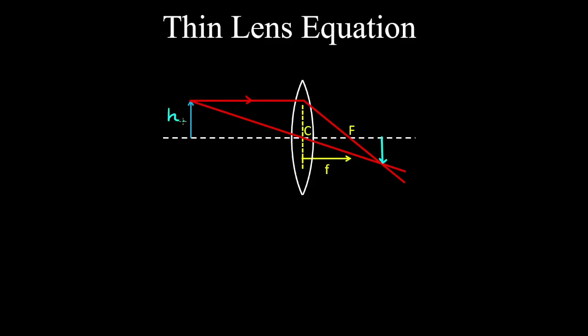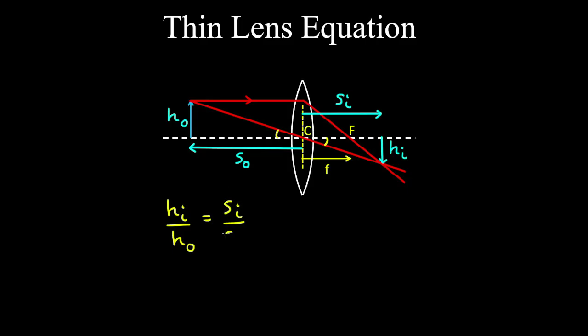So if we take HO as the height of the object, and HI as the height of the image, and the distance from the optical center to the object as SO, and from the optical center to the image as SI. So because these two angles are equal, then the triangles are similar. So the ratio of the height of the image to the height of the object is equal to the ratio of the distance to the image over the distance to the object.